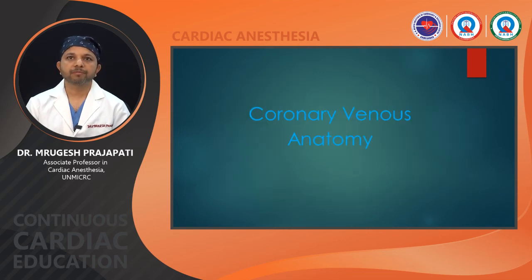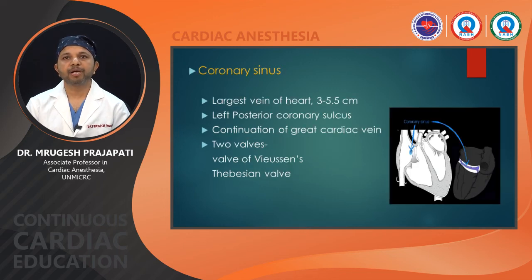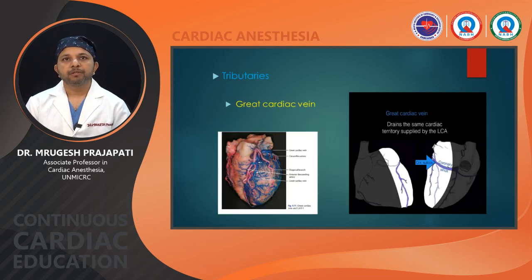Now, let's see coronary venous anatomy. Coronary venous anatomy mainly includes three groups of veins: coronary sinus, anterior cardiac veins, and Thebesian veins. The coronary sinus is the largest vein of the heart, around 3 to 5.5 cm in length. It is situated in the left posterior coronary sulcus. It is a continuation of the great cardiac vein. It has two valves, the valve of Vieussens and the Thebesian valve. The tributaries of the coronary sinus include the great cardiac vein, middle cardiac vein, and the small cardiac vein.